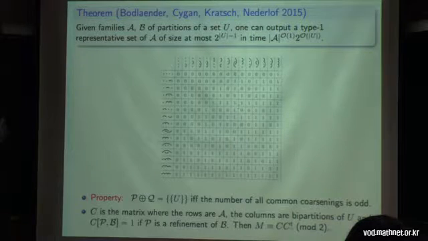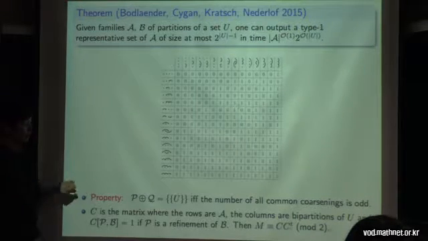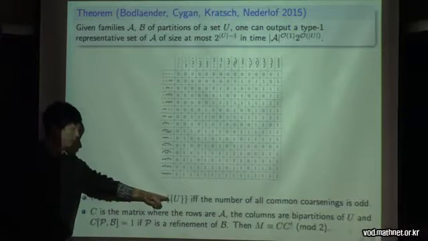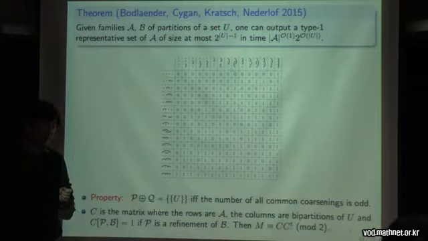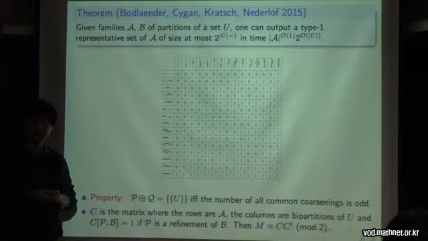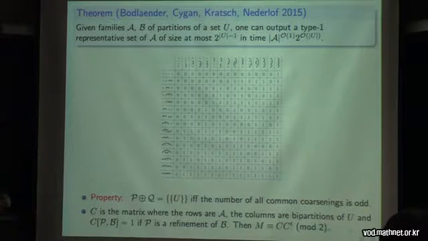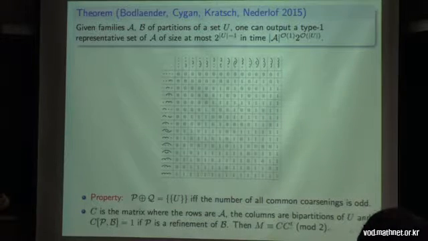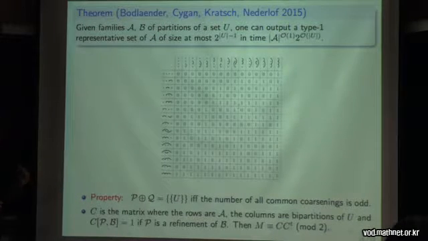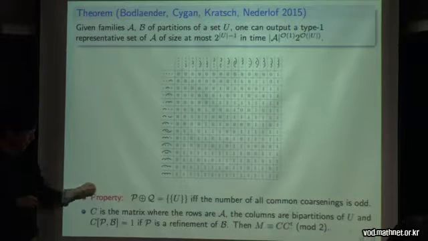And then Bodlaender et al. used this technique: first observe that P sum Q generates this partition if and only if the number of all common coordinates is odd. Okay, maybe this is not true. Okay, yes, sorry. I wanted to remove this, but maybe you can forget about this.